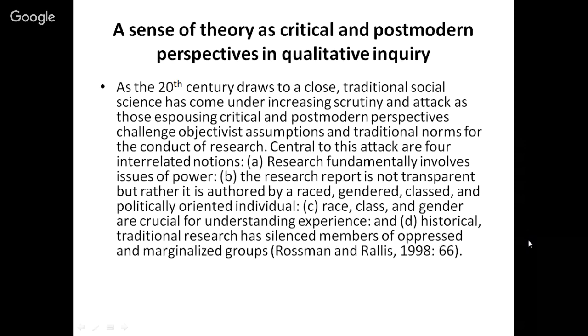A, research fundamentally involves issues of power. B, the research report is not transparent, but rather it is authored by a raced, gendered, classed, and politically oriented individual. C, race, class, and gender are crucial for understanding experience. And D, historical traditional research has silenced members of oppressed and marginalized groups. So when you're conducting this research, you've got to understand the human component of the researcher.